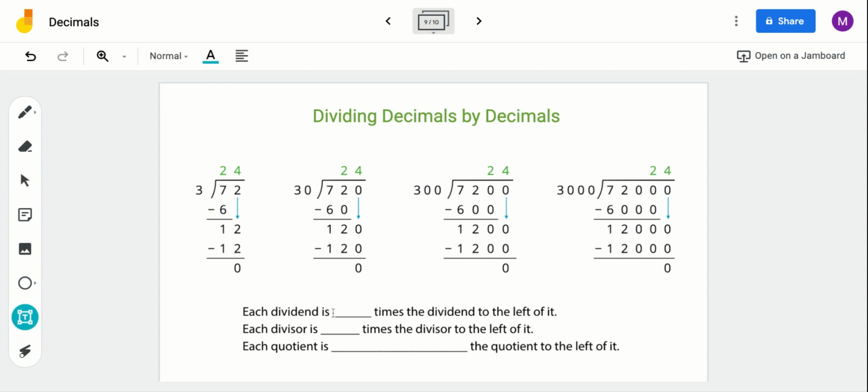So let's go ahead and look at these problems. It says each dividend is blank times the dividend to the left of it. The dividend is the number being divided. This one is 10 times as much as this. 72 times 10 equals 720. 720 times 10 equals 7,200. 7,200 times 10, 72,000. So each dividend is 10 times greater than the dividend to the left of it. So I'm going to put the number 10 in there.